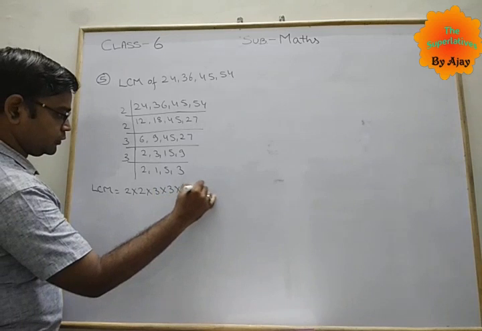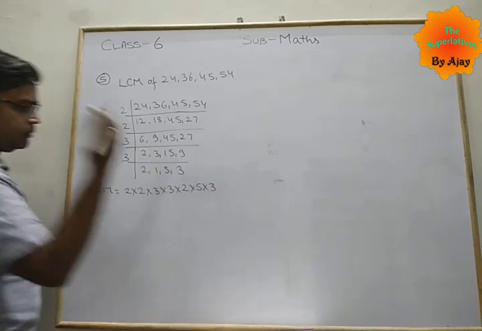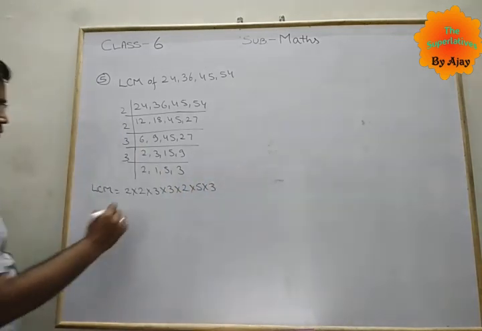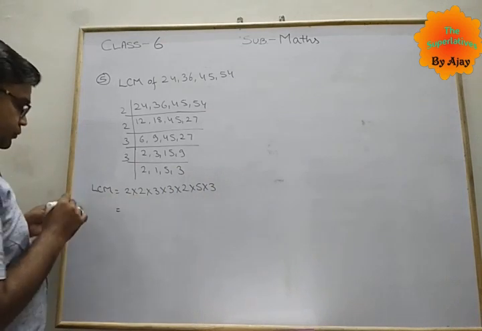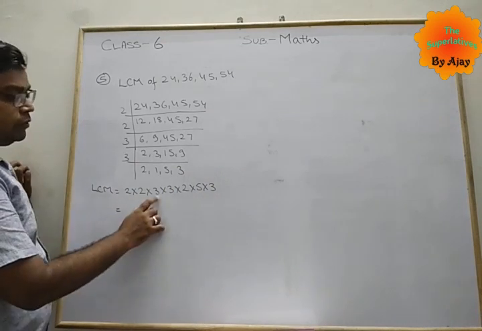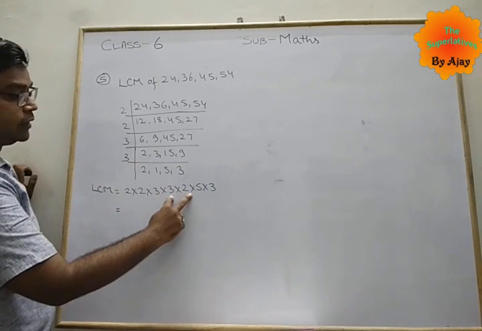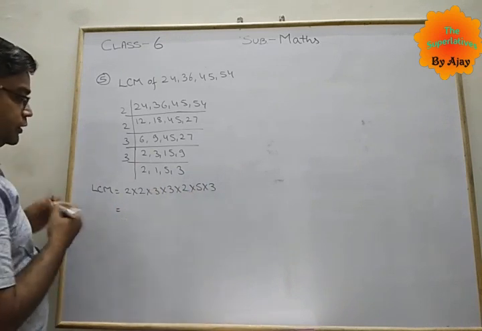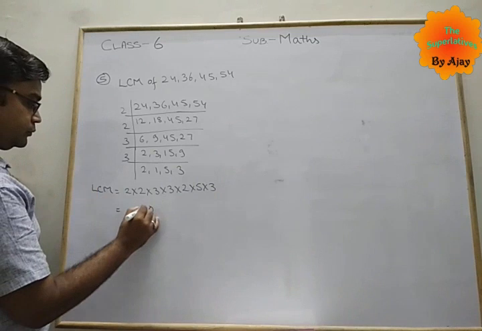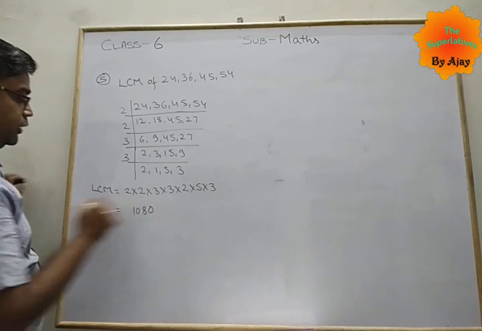1 is not a prime number, we are not going to use that one. 2 twos are 4, 4 threes are 12, 12 threes are 36, 36 times 10 is 360, into 3 is 1080. This is the LCM.